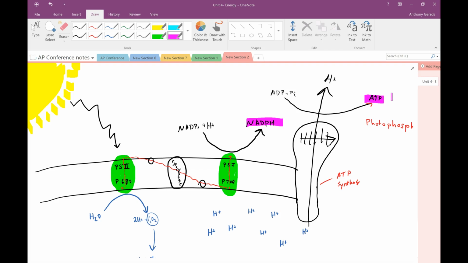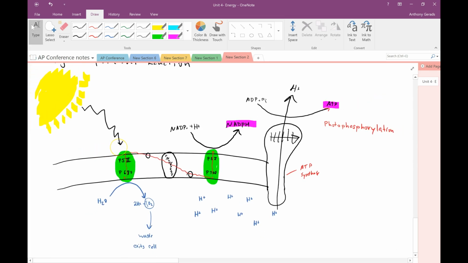And they have one goal, or one purpose. Their purpose is to drive the Calvin cycle, because that's what our next step is. This was the light-dependent reaction. The Calvin cycle is also known as the light-independent reaction.